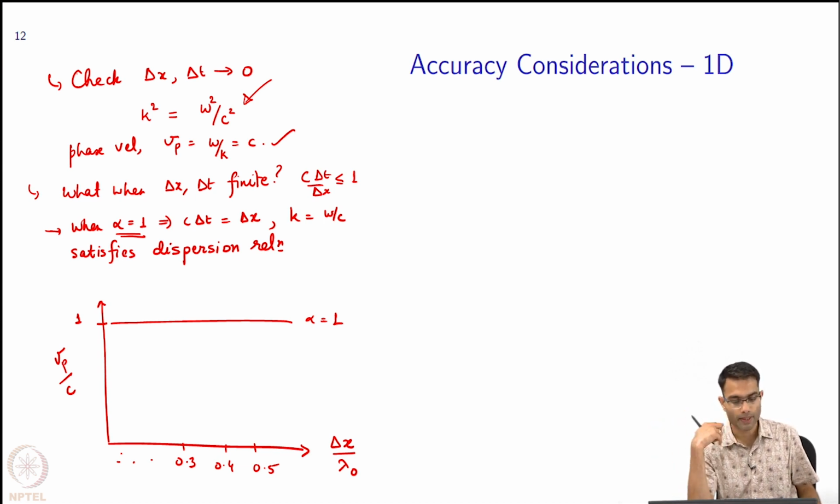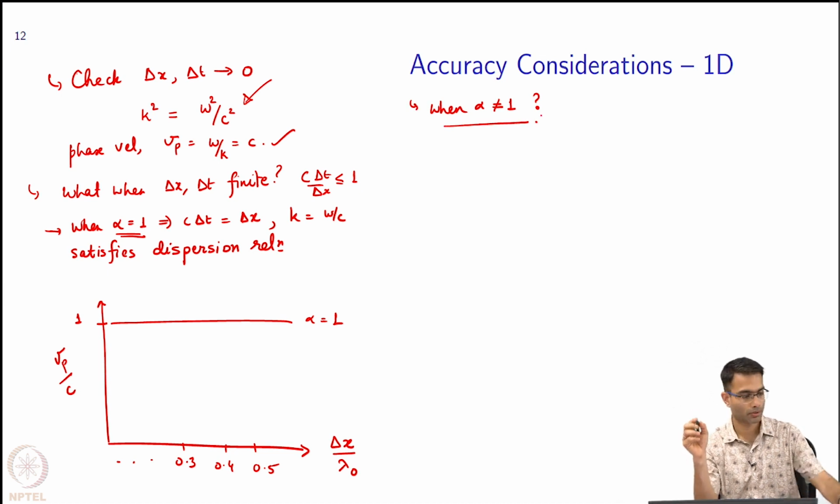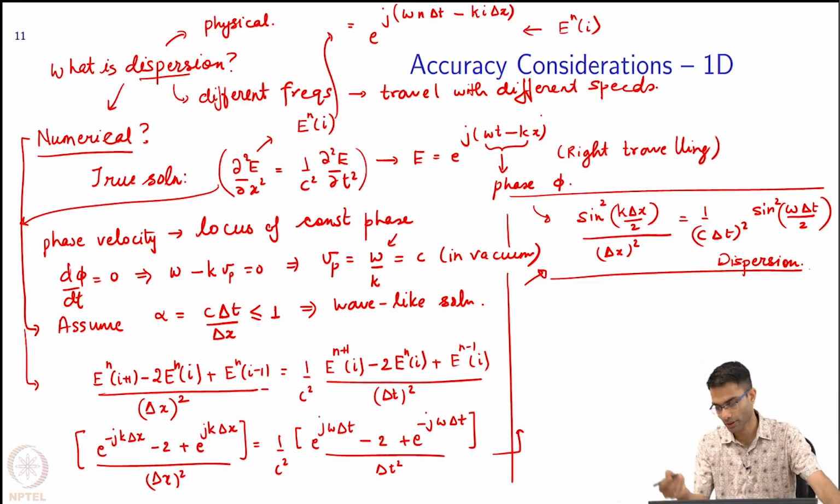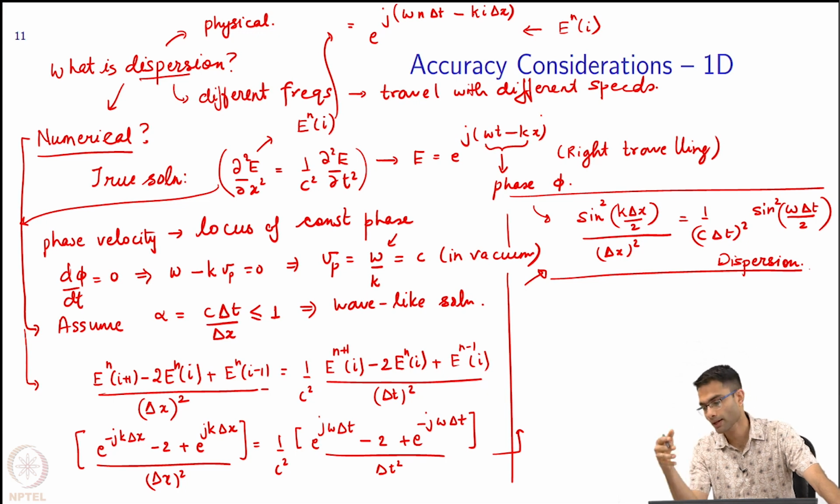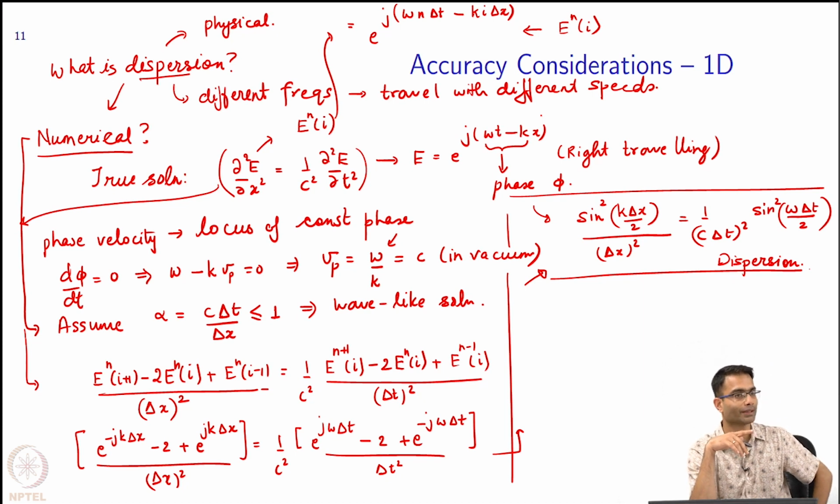But what happens when alpha is not equal to 1, right. So, maybe I should write this expression once again over here. So, what is it? Okay, we can just have a look at it here. Sine squared k delta x by 2 divided by delta x squared, and I have this relation over here. So, that sine term will not cancel off on both sides. Then what will you do?